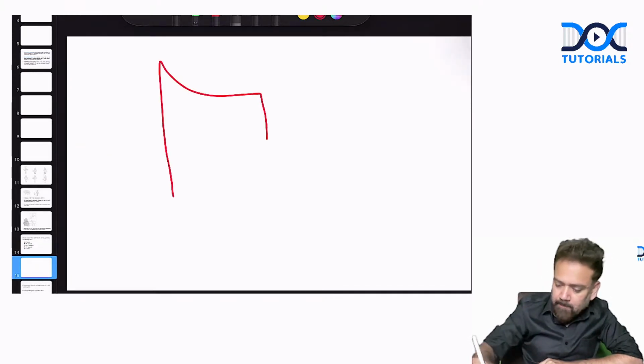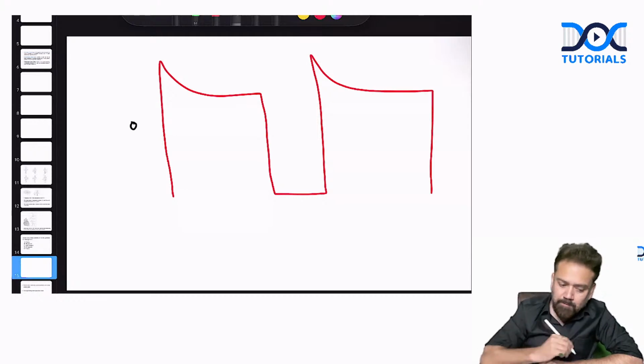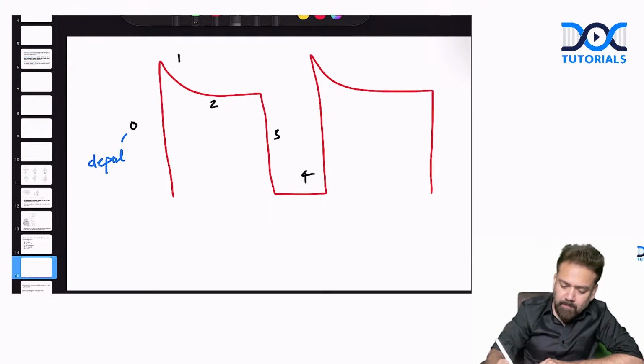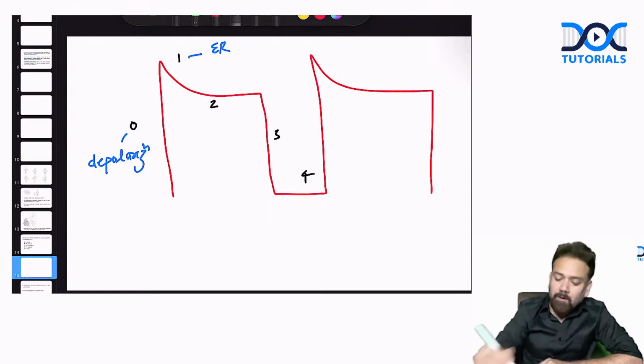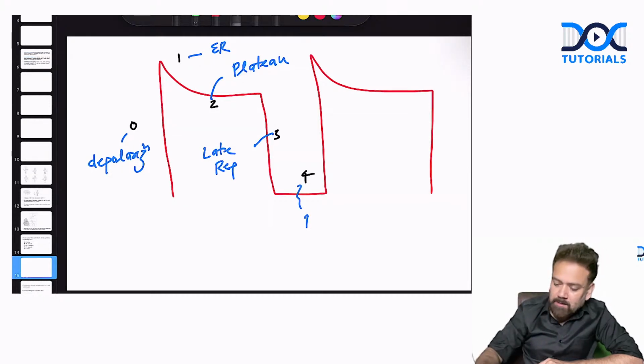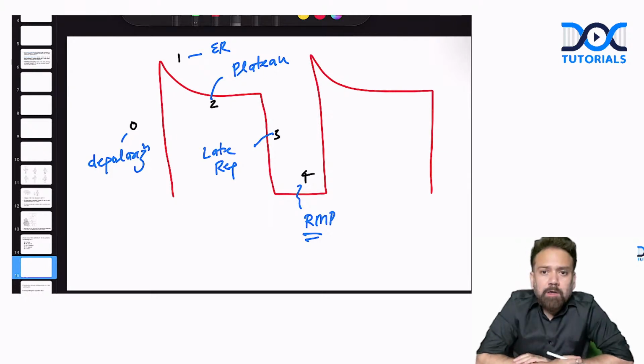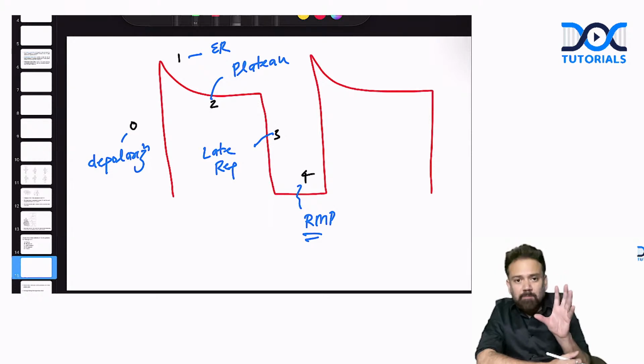This is the diagram of your atrium and ventricular action potential. This is called phase 0, phase 1, phase 2, phase 3, phase 4. Phase 0 is called depolarization. Phase 1 is early repolarization. Phase 2 is the plateau phase. Phase 3 is late repolarization. And phase 4 is simply called maintenance of RMP. We have discussed this in detail in the videos, but I am giving you how to write it in your examination.